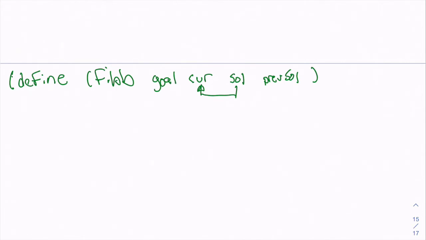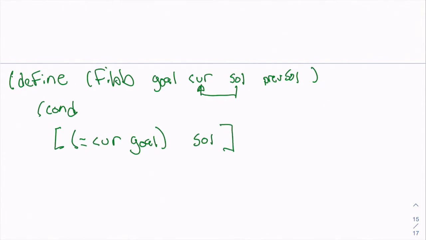So we'll put a big cond here. Maybe I'll move that over a little bit. So cond, and if we see that current is equal to goal, then we're just going to return solution. All right. Pretty straightforward. I like it.